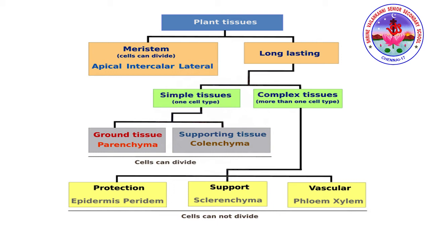In simple tissue, there is only one cell type, that is ground tissue, and supporting tissues called parenchyma and collenchyma. Whereas in complex tissue, there can be more than one cell type, that is the cells can be divided and it has protection, support and vascular. So protection is done by the epidermis and periderm. Support is by sclerenchyma, whereas vascular is phloem and xylem.